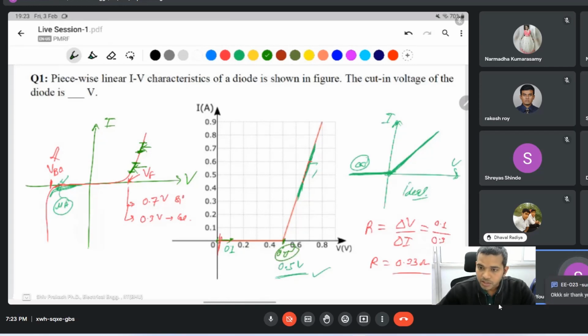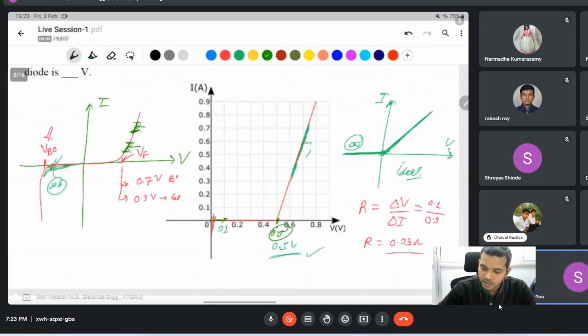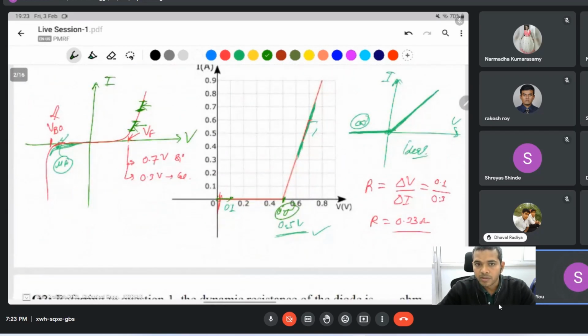The second question asks about the resistance. The second question also asks to find the dynamic resistance. Dynamic resistance means changing the voltage by changing the current. For the resistance of any device, you can choose any point here.